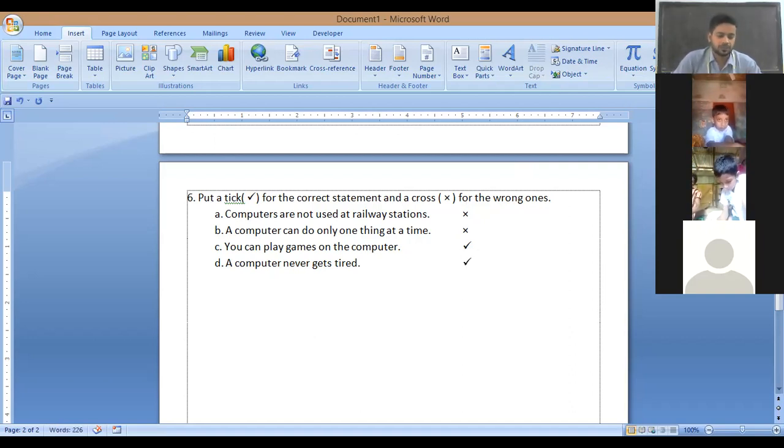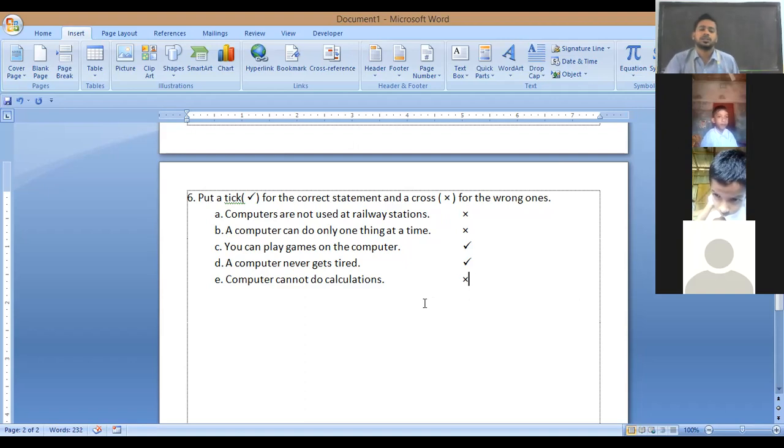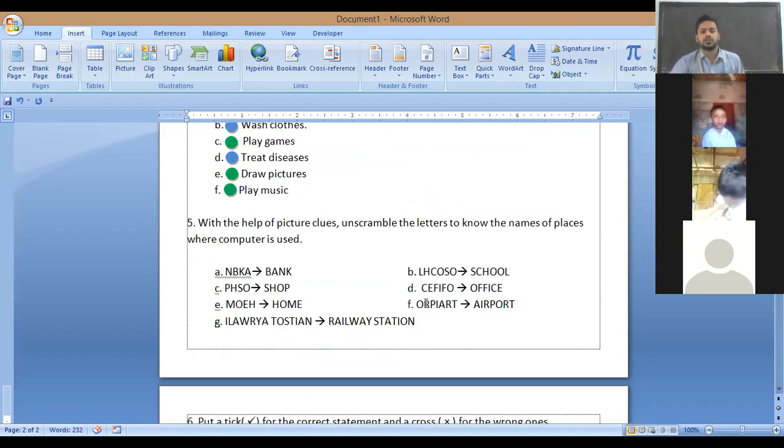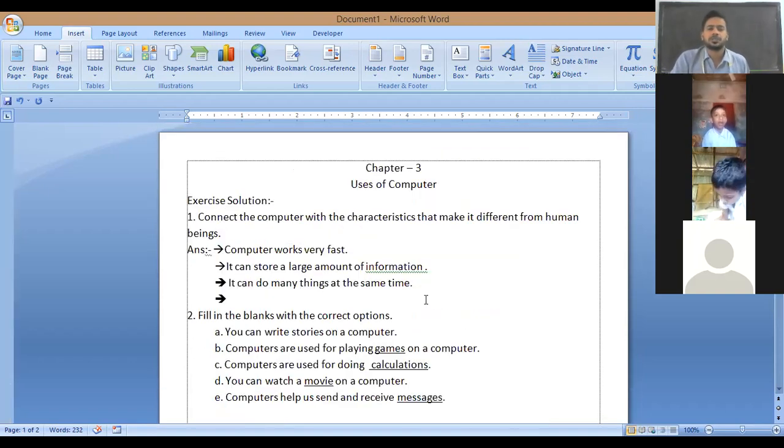Now the last question of this chapter is E. A computer cannot do calculations. This is also wrong. Here we will put a cross. Okay, so that's all the answers from this chapter.